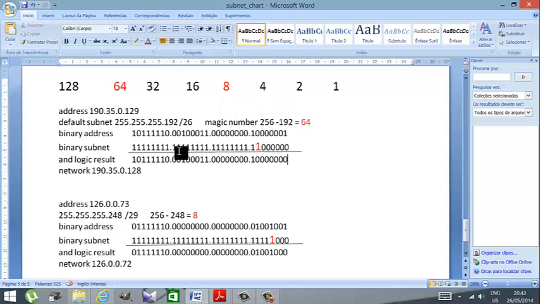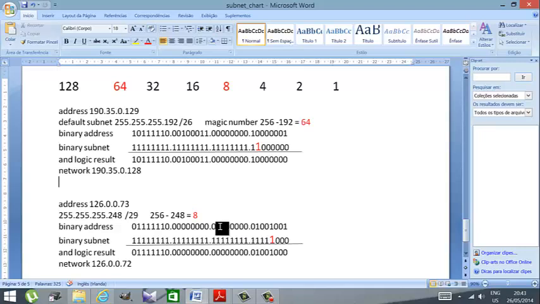And for the router, what the router does to realize what the network ID of this address is, is the AND logic. So it takes 1 and 1, which is equal to 1. If you have 0 and 1, it is equal to 0. So 1 and 1 is 1, 0 and 1 is 0, and so on. So if you convert this value, you're going to have 190.35.3.128, which is the ID of the network for this address.